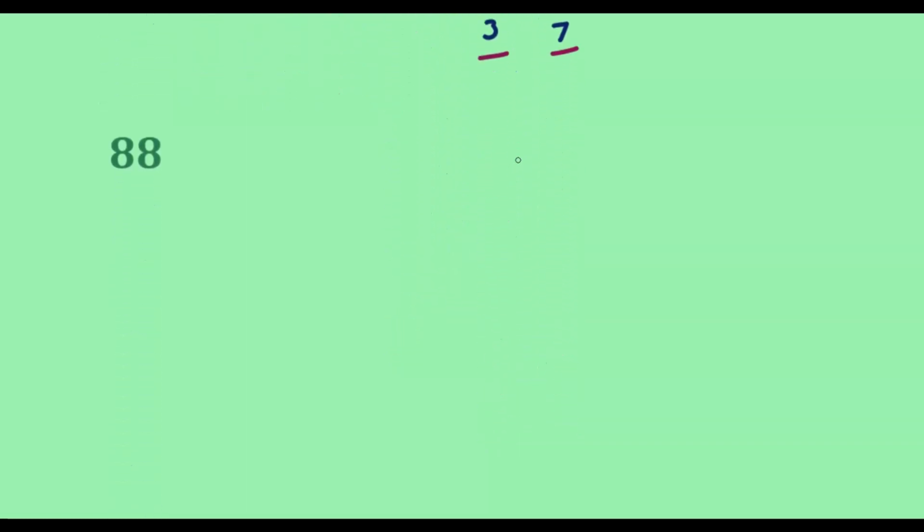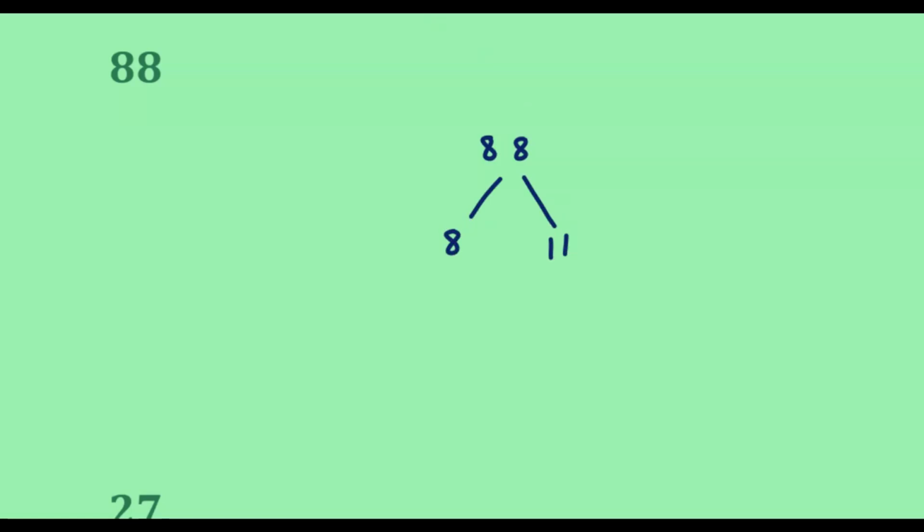Next, we have the number 88. Now let us start drawing a factor tree for it. Now 88 is equal to 8 times 11. Now the number 8 is not a prime number. We need to break that down further. But 11 is a prime number, so we don't need to break that down any further.